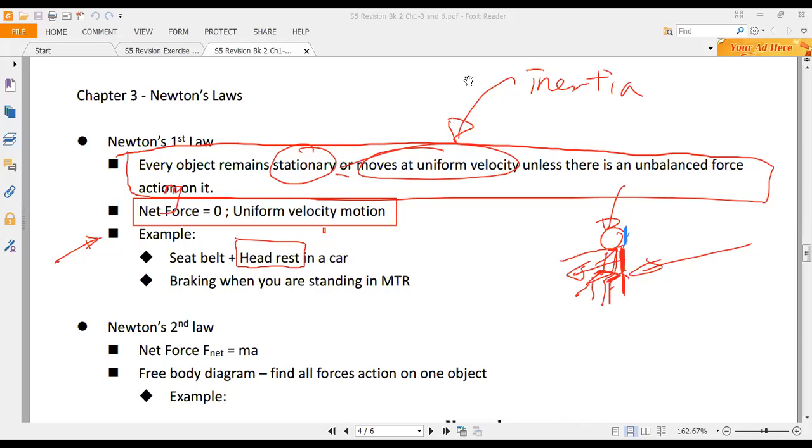Another example is when you are traveling in the MTR, standing in a bus, and the bus suddenly brakes, you will be thrown forward due to inertia also. So this is Newton's first law. The key is always here: net force is 0, you'll keep the uniform velocity motion.